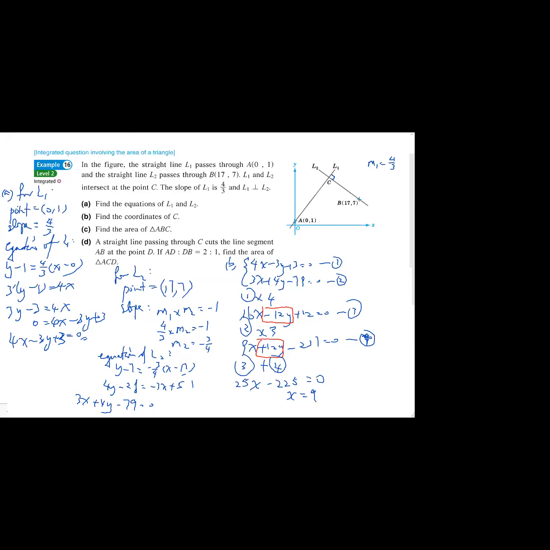Okay, and then when you have found the value of x, you sub the value of x into either equation 1 or equation 2. Okay, so I sub into equation 1. So I found that 4 times 9 minus 3y plus 3 is equal to 0. Okay, so I found that y is equal to 13. Therefore, the coordinates of point C will be equal to 9 and 13.